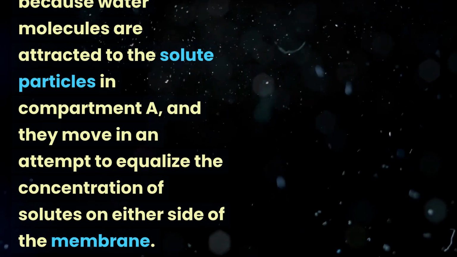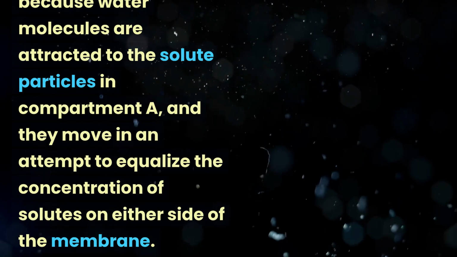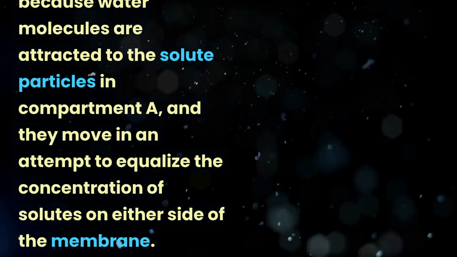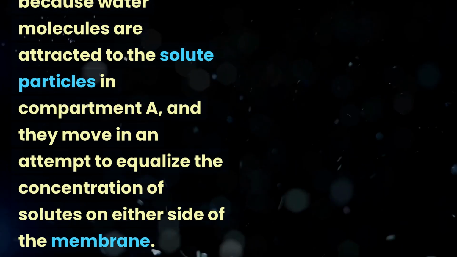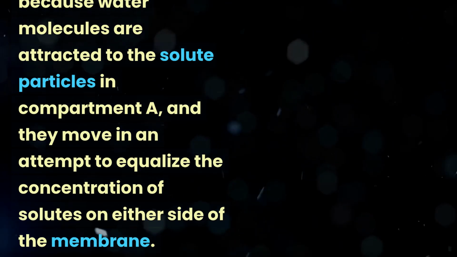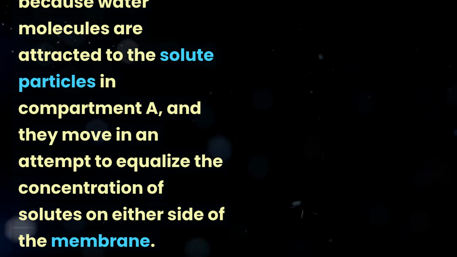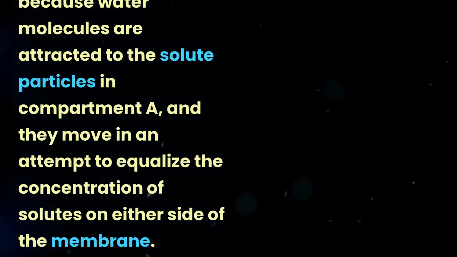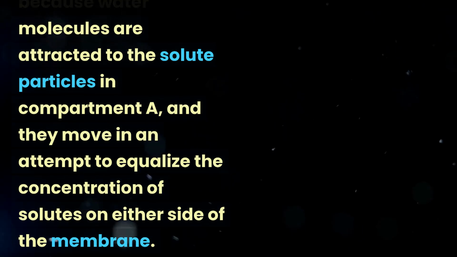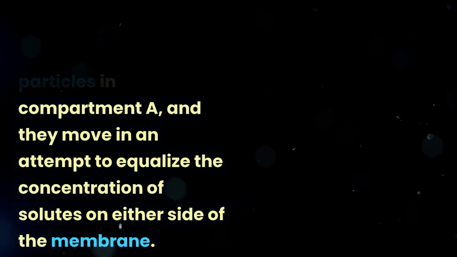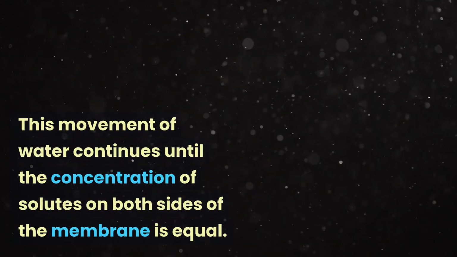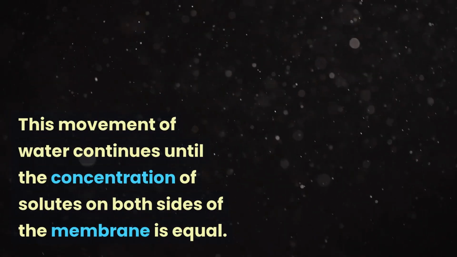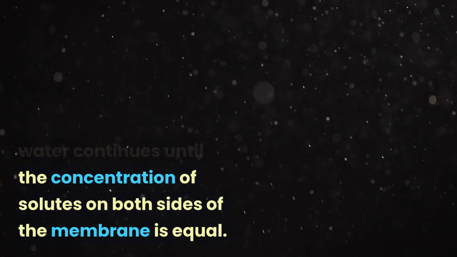As a result of this concentration gradient, water molecules will start to move from compartment B into compartment A. This is because water molecules are attracted to the solute particles in compartment A, and they move in an attempt to equalize the concentration of solutes on either side of the membrane. This movement of water continues until the concentration of solutes on both sides of the membrane is equal.